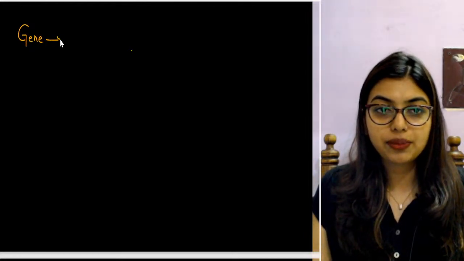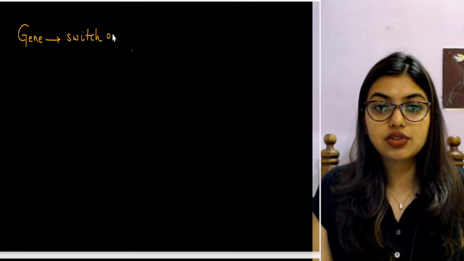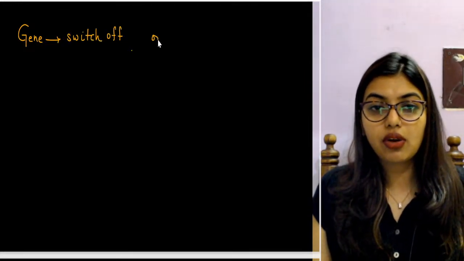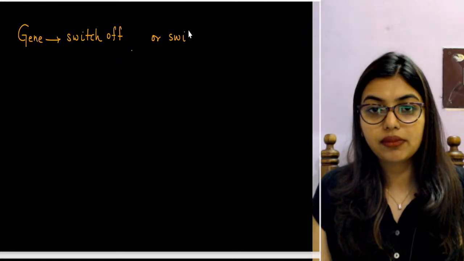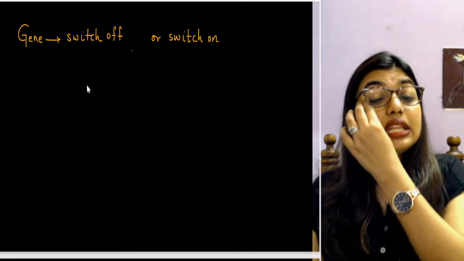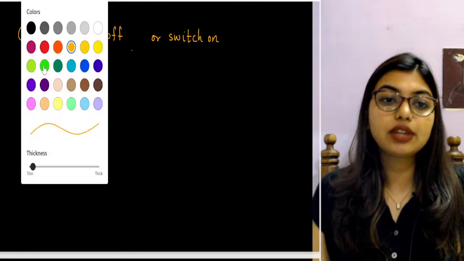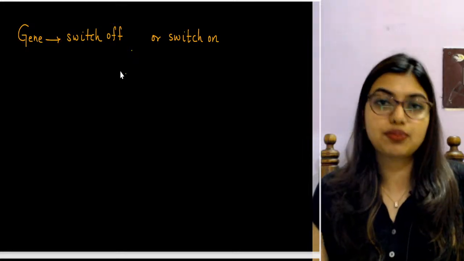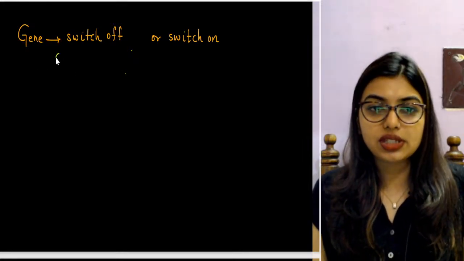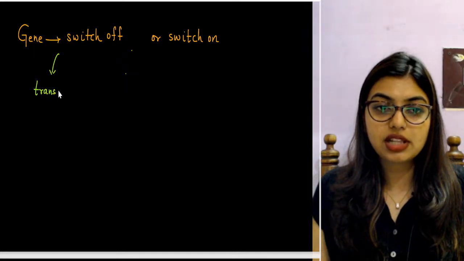If the gene has decided to switch off or switch on, then what is going to happen? The gene will be like, okay, I have decided to switch off. That means I do not want to get into this process. When can the gene do this? The gene can do this at the transcription phase.